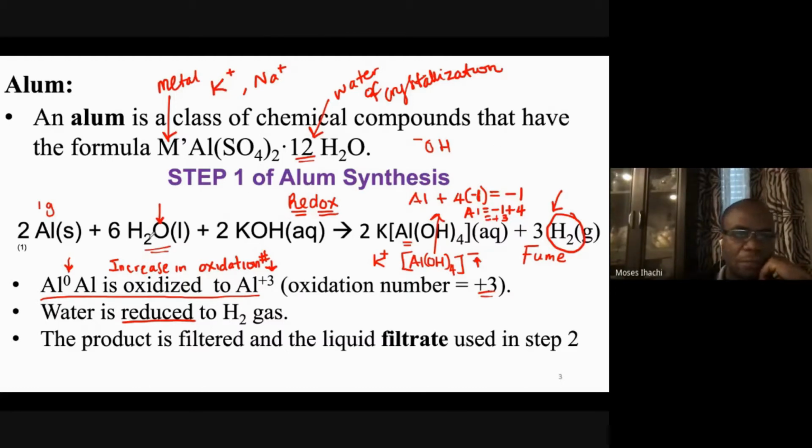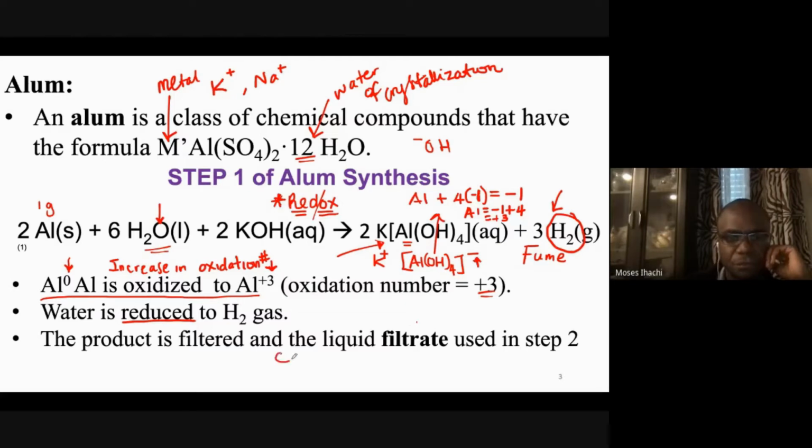So in water, hydrogens are not removed, it's oxygen that's removed, so it's reduction. So that's why I say that this reaction is a redox reaction. It involves both reduction and oxidation. The product formed, potassium aluminium tetrahydroxide, is filtered, and then you use the filtrate.